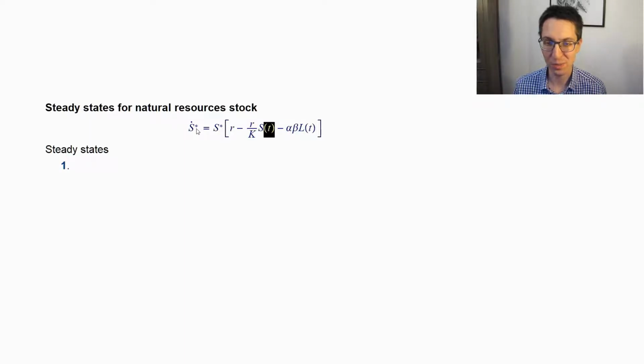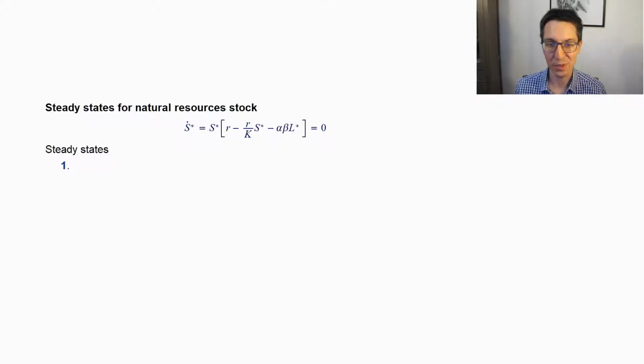So the equation simply becomes S dot star equals S star, which multiplies R minus R over K times S star, minus alpha beta L star. And this, of course, at steady state has to equal 0. So how many solutions do we get for this equation? I let you think about it.